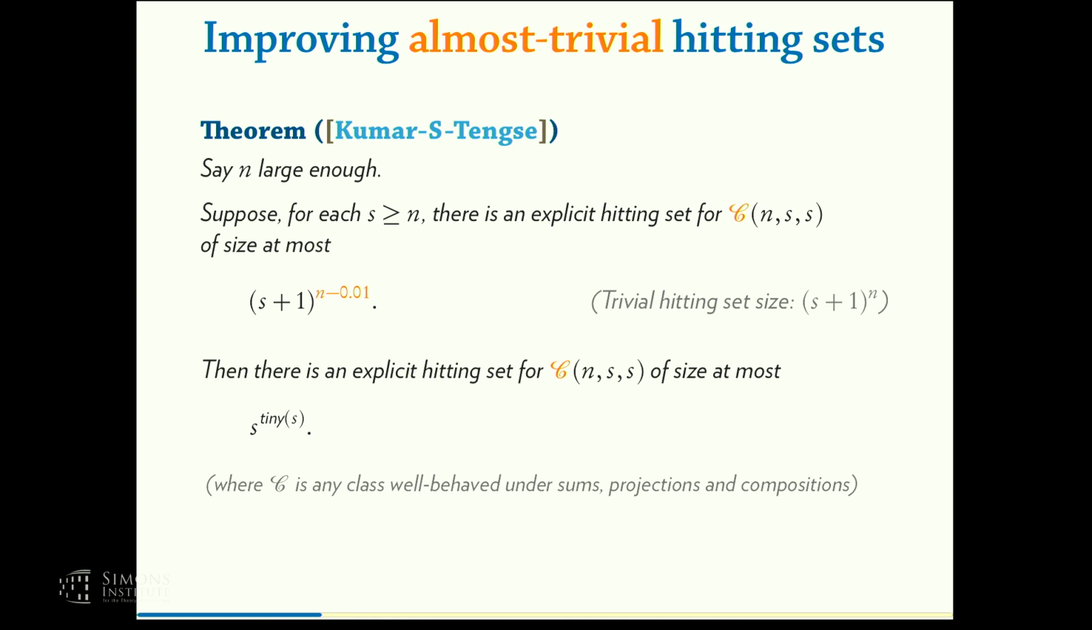What does explicit mean? Good. By explicit, I mean if the final hitting set is of a certain size, there is an algorithm that runs in poly in that size that outputs that hitting set.